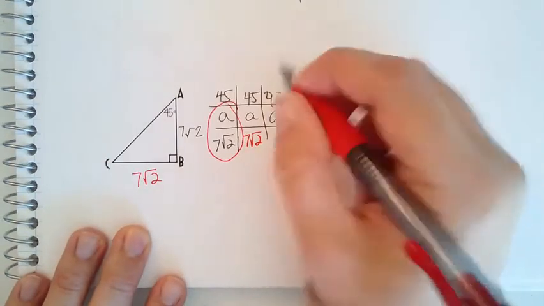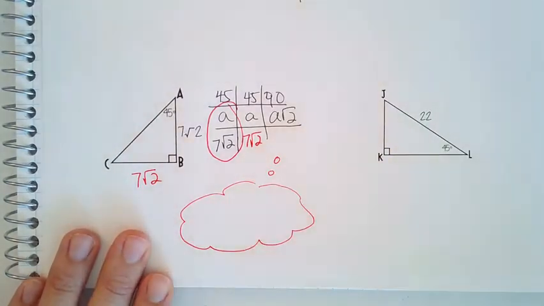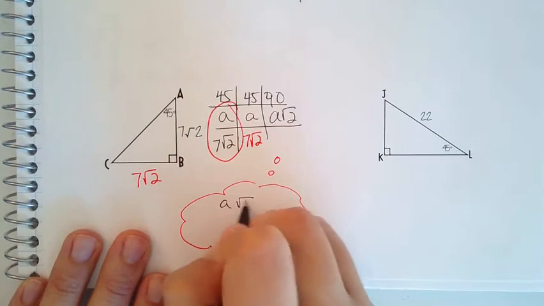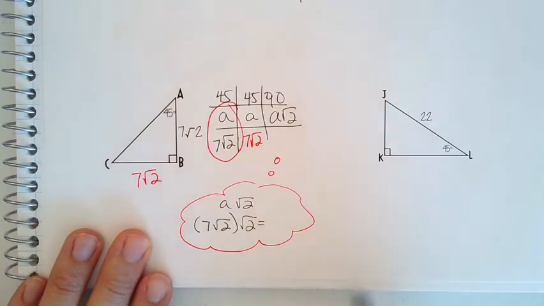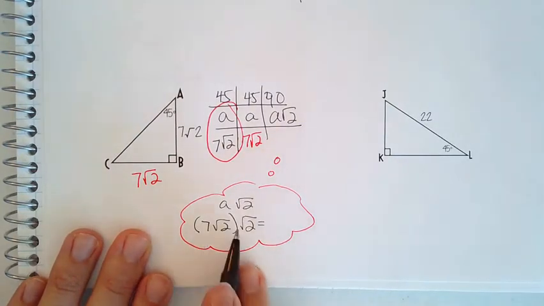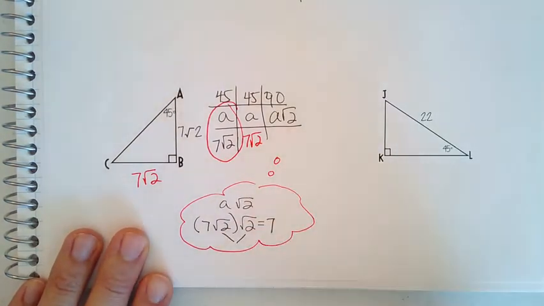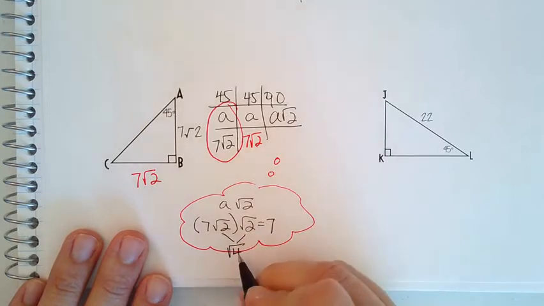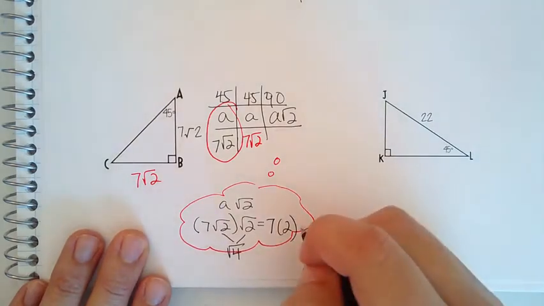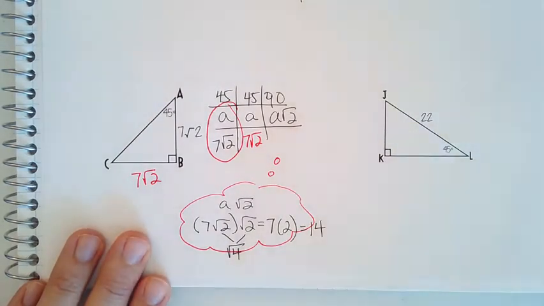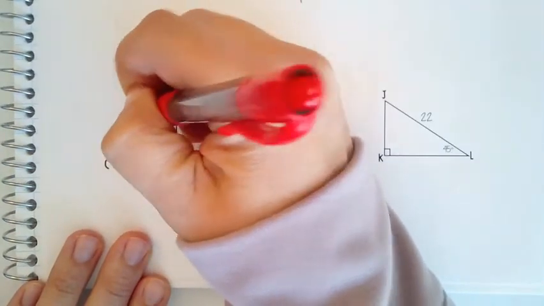And then, okay, this one's different. So I'm going to do a bit of a thought bubble here. My hypotenuse is A root 2, and A is 7 root 2. It doesn't mean the root 2 goes away. It means we have to multiply it. So 7 times no other coefficient is 7, and root 2 times root 2, don't forget, that's the same as root 4. And we know root 4 is equal to 2. 7 times 2 is equal to 14. So that means my hypotenuse is 14.